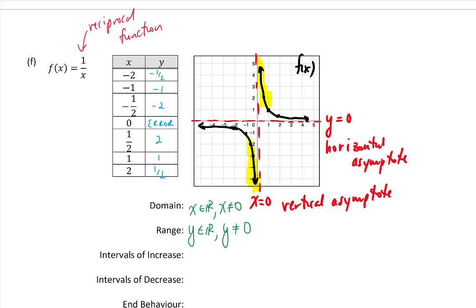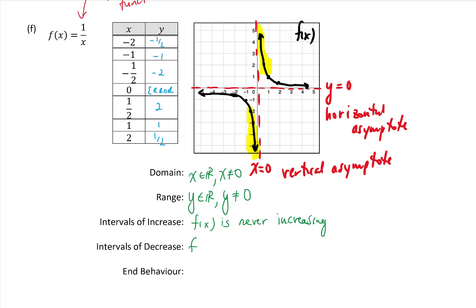Intervals of increase. So we see this graph is never increasing. However, the function is decreasing. And we can see it's decreasing on two intervals. When x is less than 0 and when x is greater than 0. At 0, it's undefined. Again, if we want to use our other notation or set notation, we can write it as.